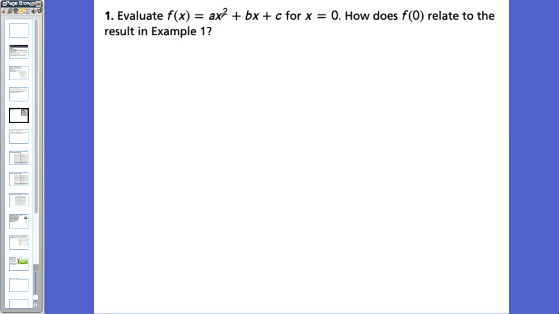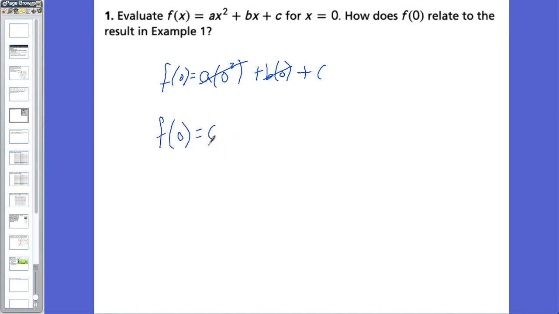Well, if I put a 0 in for x, I would have f of 0 equals a times 0 squared plus b times 0 plus c. And so what happens here? Well, a times 0 is 0, and then I'm adding b times 0, which is 0. And so all that's left is c. So f of 0 equals c.